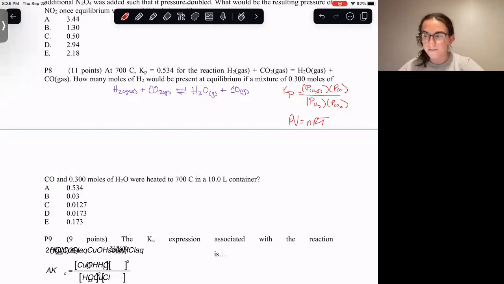We don't know pressure, so P will be equal to that 0.3 moles times 0.08206 times temperature in Kelvin. So this is 973, all over 10.0.